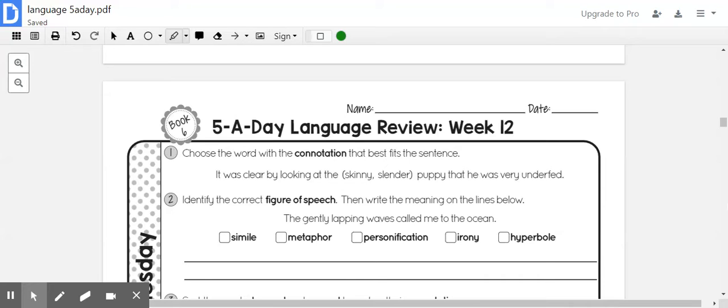All right, we are continuing with our language review. This is week 12, Wednesday. Number one, it says choose a connotation that best fits the sentence. Remember, connotation has to do with the feelings that are associated with the word.